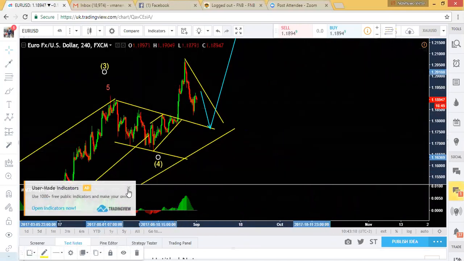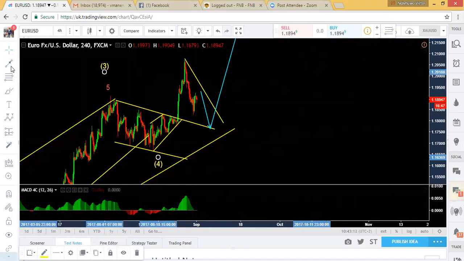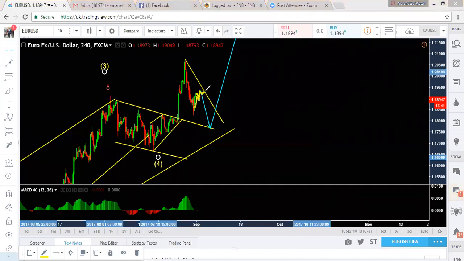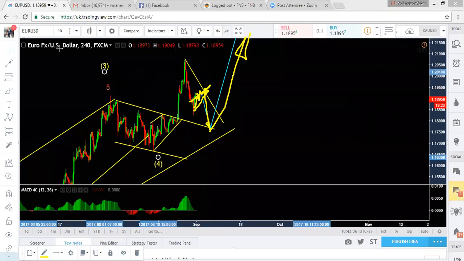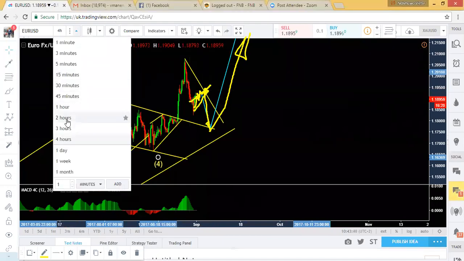What I'm expecting here is that this is what I think would happen. I'm thinking we're going to have some sort of a correction here and then a move down. After this down, that will retrace this channel, and then we're going to go up. Okay, so that's what I'm anticipating here. This is the 4-hour chart. Let's see it in the lower time frame to see how it looks on the 1-hour chart.